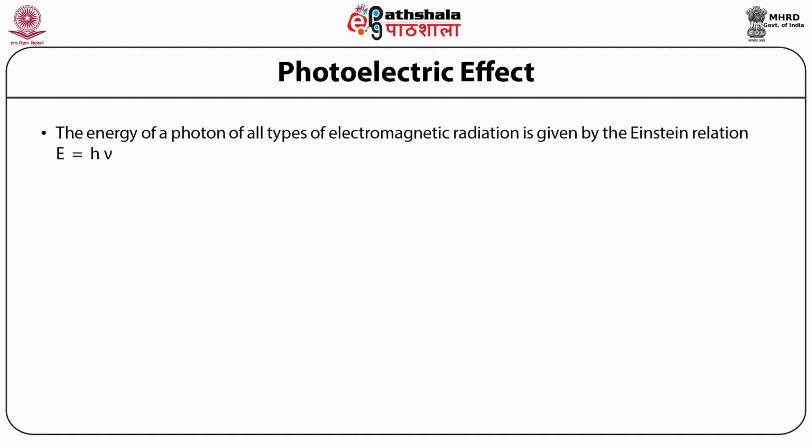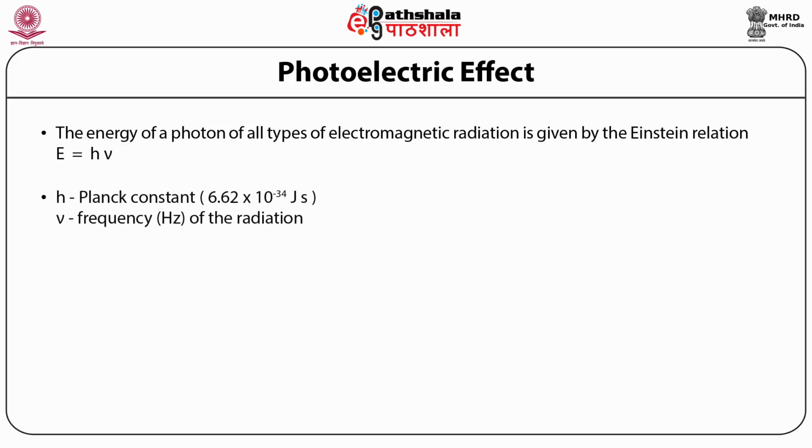The energy of a photon of all types of electromagnetic radiation is given by Einstein's relation, that is h nu. E is equal to h nu. It is a simple relation Einstein gave. Here h is Planck's constant, whose value is 6.62 × 10^-34 joule second. Nu is the frequency in hertz of the radiation.